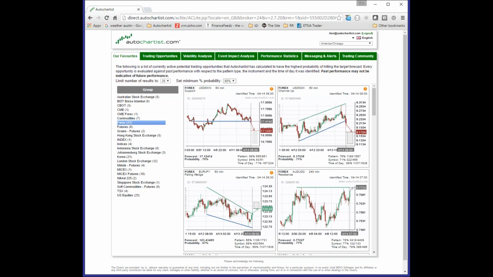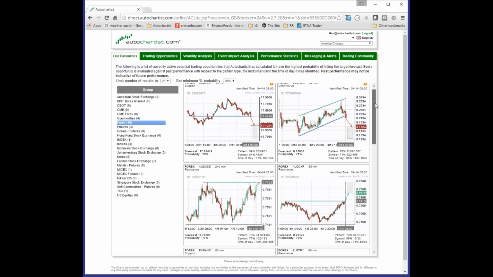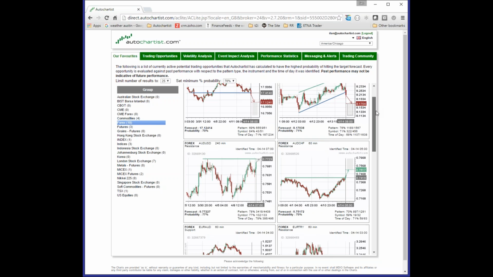If we want to see even less than that, so we're now on 10 trading opportunities, we set the minimum probability to 70. Now we have the 10 most probable events that are available in the market right now for us.